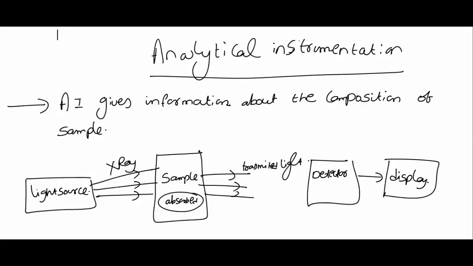If from the light source you are getting ultraviolet rays, then you will call it ultraviolet spectrometry. This is known as analytical instrumentation. The important topic here is how much light was absorbed and how much light was transmitted.